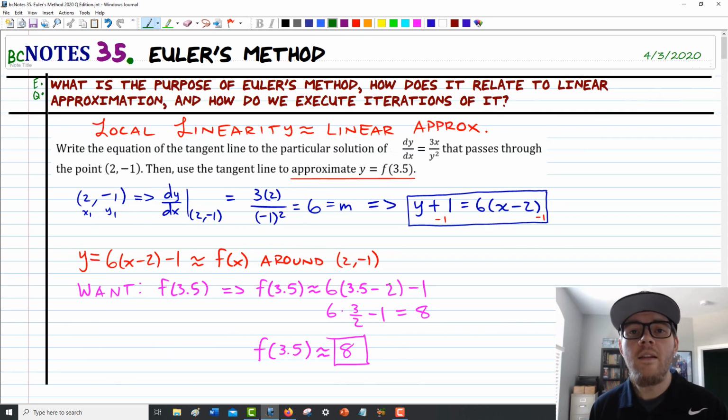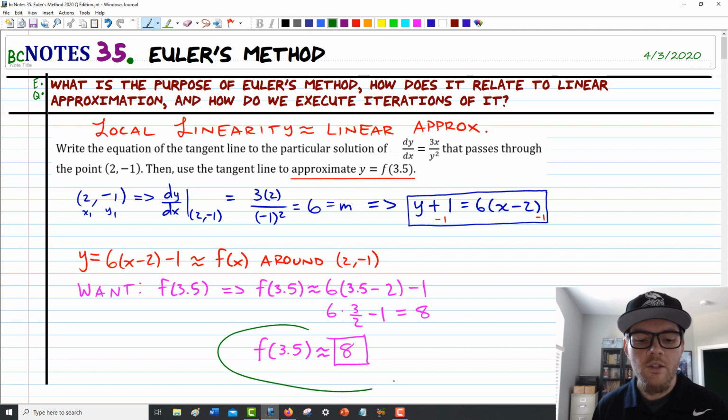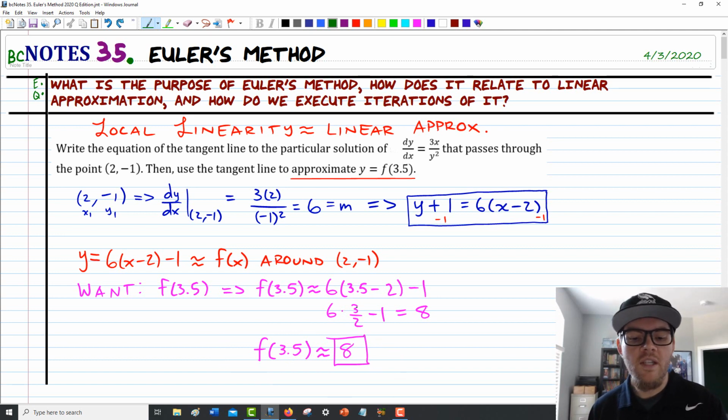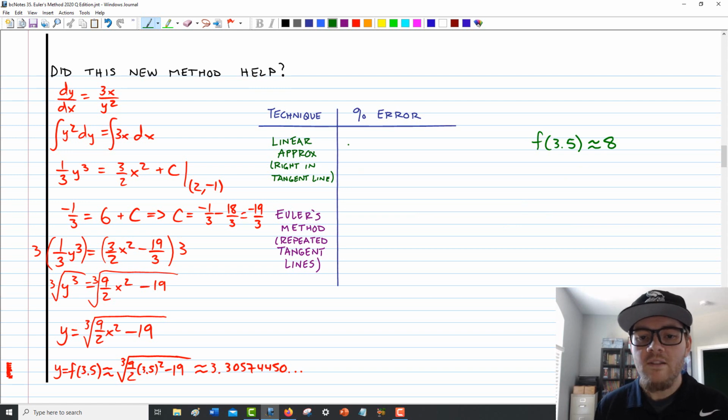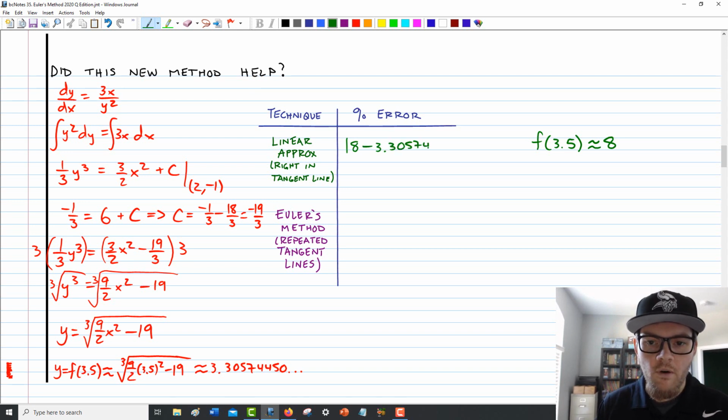Remember at the very beginning, we had this very same problem, and we used linear approximation, and we got that f of 3.5 was equal to 8. So that was our first one. Using linear approximation, f of 3.5 is approximately equal to 8. What that means is if we want to calculate our percent error, we're going to do that pretty simply. We're going to take 8 minus the exact value, 3.3057445, and then we'll divide by that correct answer, which was 3.3057445.